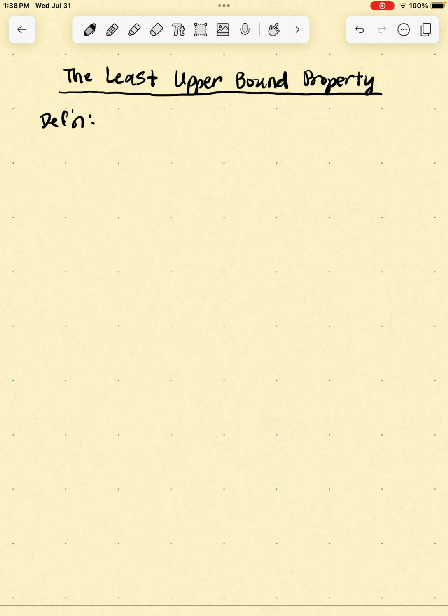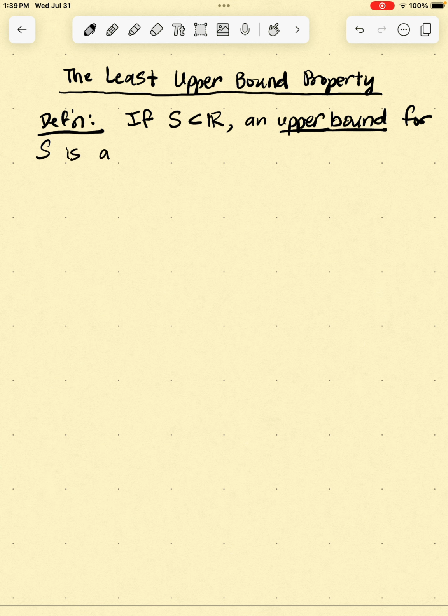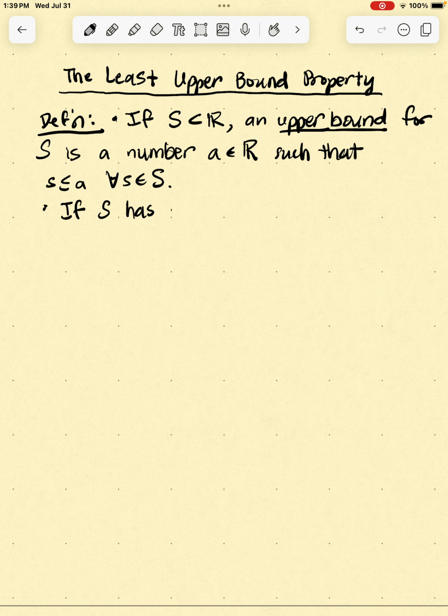So here's the definition. If S is a subset of real numbers, then an upper bound for the set S is a number, say A, a real number, such that little s is less than or equal to A for every little s in the set S. That's the first definition, and the second definition is, if S has an upper bound, then we say that S is bounded from above.